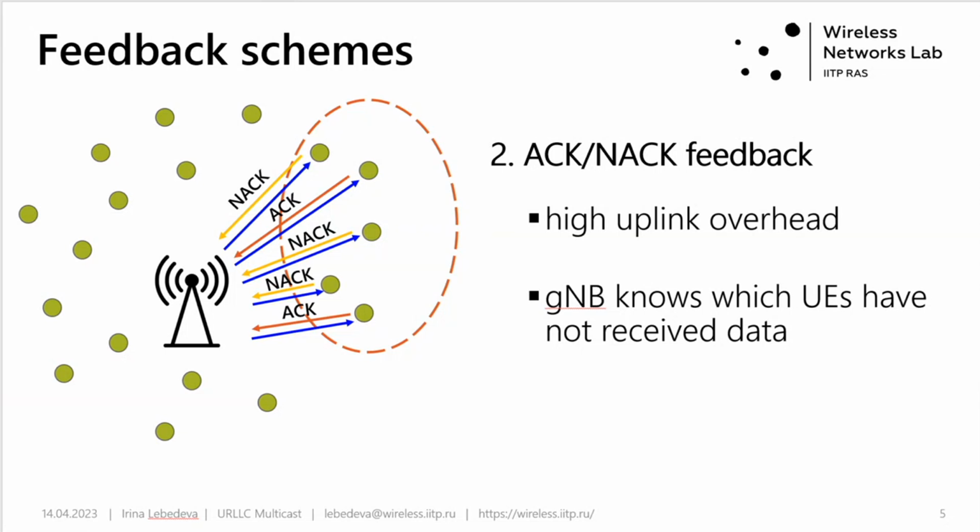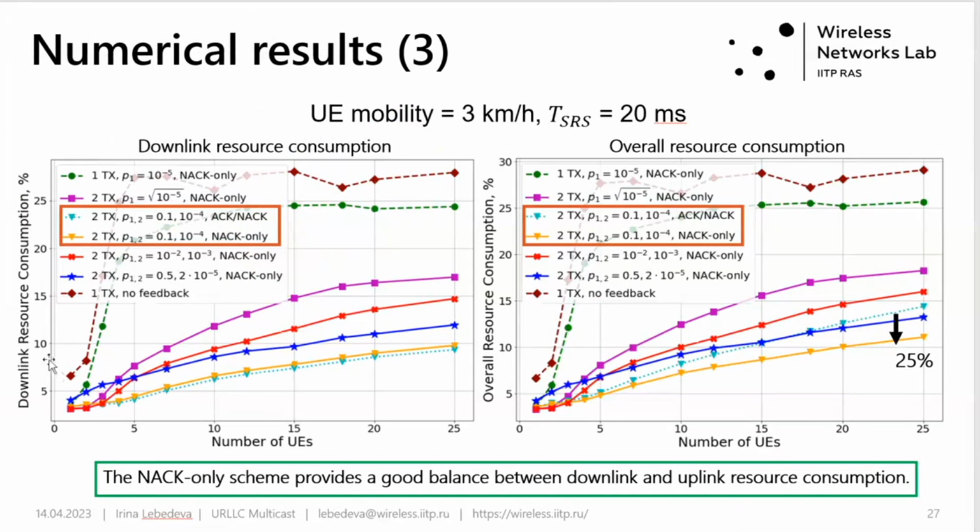Because based on numerical results, we can see that NAC-only feedback schemes consumed less uplink resources, so why do you have a comparison with ACK-NAC scheme? Because it seems obvious that NAC-only consumes less resources.